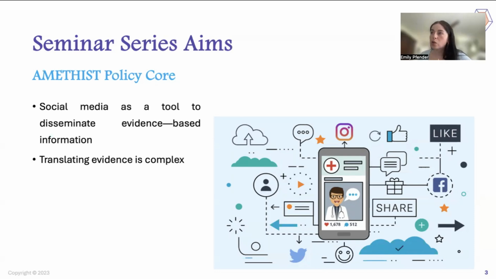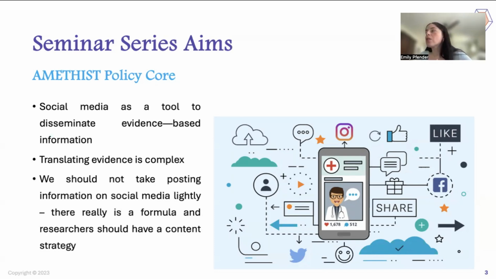We recognize social media as a tool to disseminate evidence-based information. This is part of Amethyst's policy core mission, where we're focusing on disseminating information to the public. The other thing I'd like to focus on today is that we shouldn't take posting information on social media lightly. There really is a formula for researchers. They should have a content strategy, and hopefully some of the tips in the seminar will help you disseminate your information so that you can get high engagement rates and reach as many people as possible.